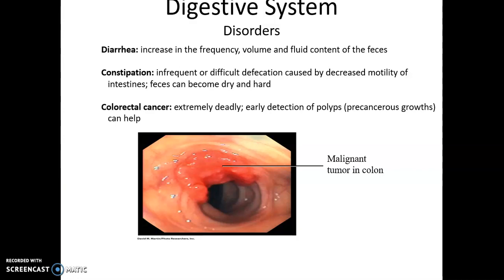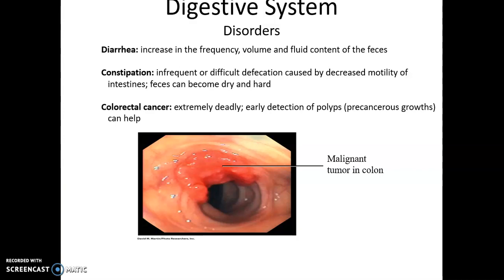Then there's constipation. Constipation is infrequent or difficult defecation. This is caused by decreased motility in the intestines, so that when the feces makes it to the rectum, the feces is hard and dry and difficult to pass.